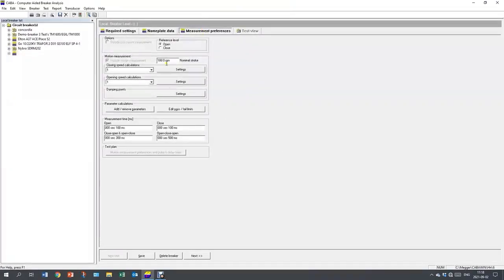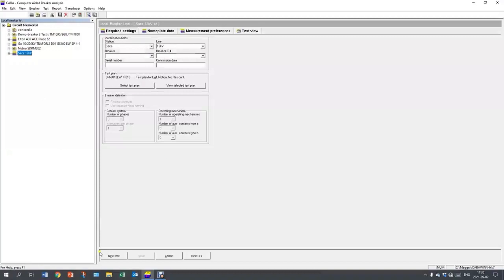with setting the stroke. I use 100 millimeters because I don't know the stroke of this transducer, so I use a simple value as 100 because it's easier to calculate if I get more information in the future. I extend the measurement time on both close and open operation. I know this breaker is slow and I need enough time to catch the whole motion, not only the timing. I save, and now I have my new object in the list.